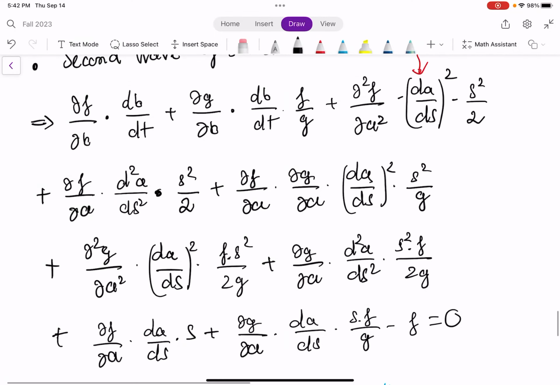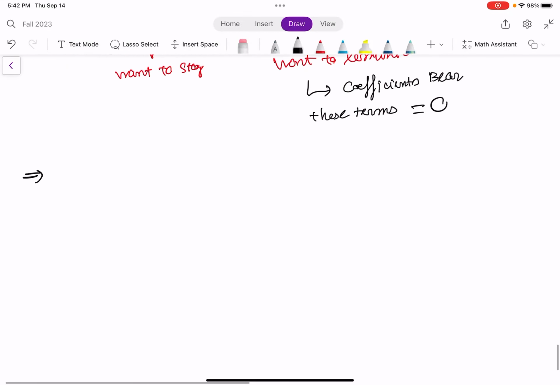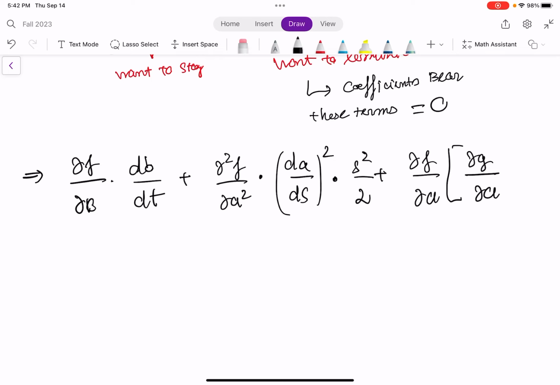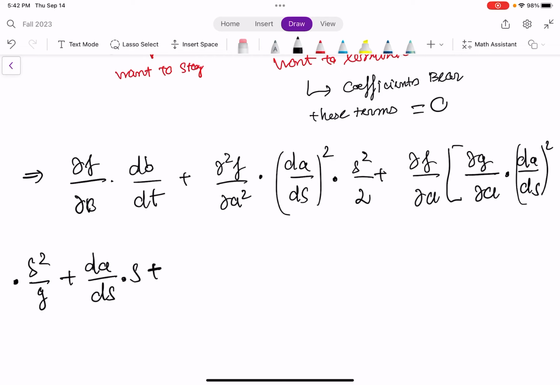If you go back to this big chunk and group, you should get partial f with respect to b times db over dt, plus partial square of f with respect to a times dA over ds, all squared, times s square over 2, plus partial f with respect to a times partial g with respect to a times dA over ds squared times s square over g, plus dA over ds times s plus dA square over ds square times s square over 2.